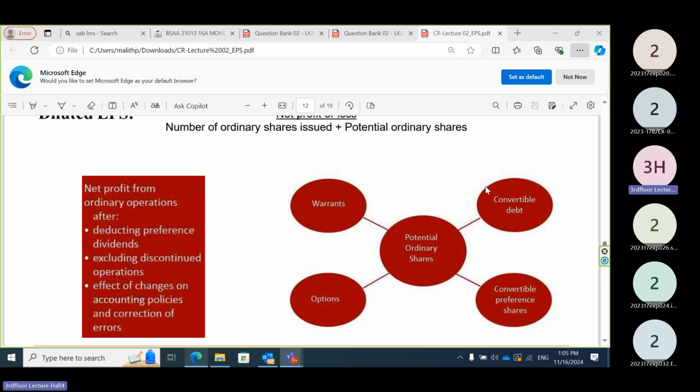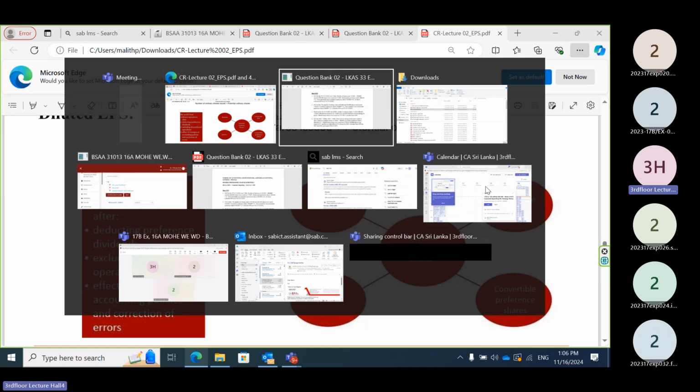So before having kind of a surprise after investing, you should know what the dilutive impact is through warrants, options or convertible shares. So that is the basic understanding of diluted earning per share, right? Then you can do a question and understand what it is. Shall we go to this question sheet?